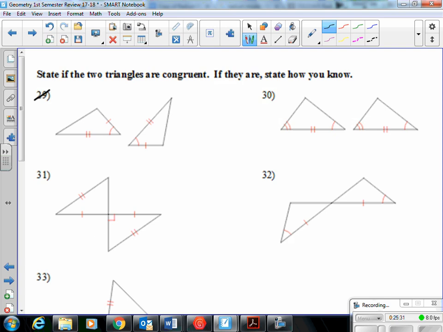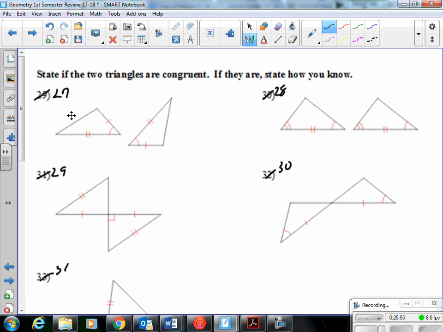Then 27, 28, 29, 30, and 31 are determining if the triangles are congruent, and if they are, we'll state how we know, which we're just going to give the postulate or theorem that would determine that they are.